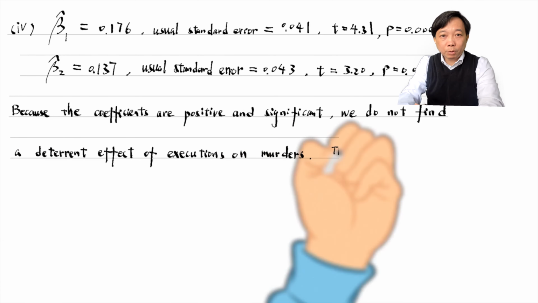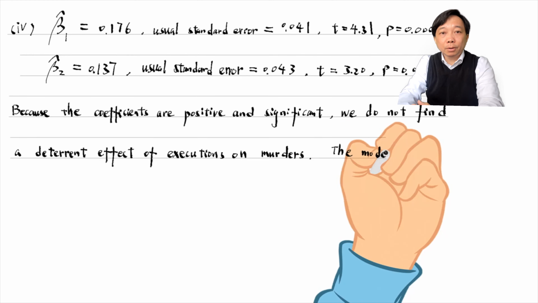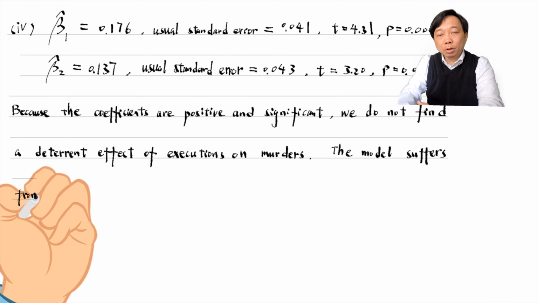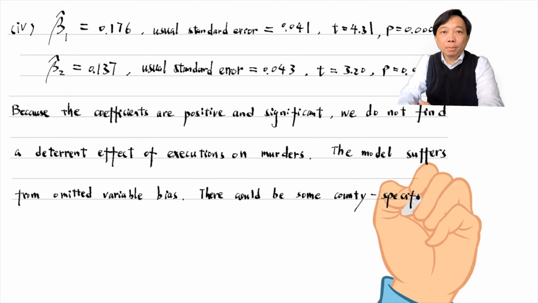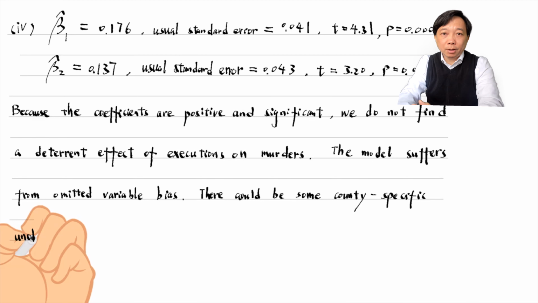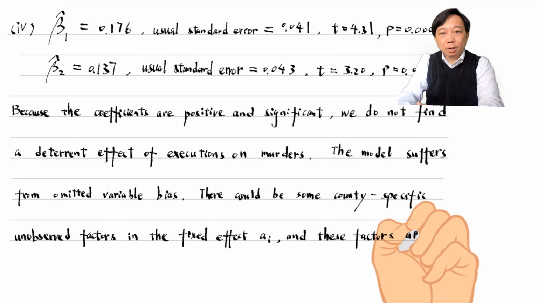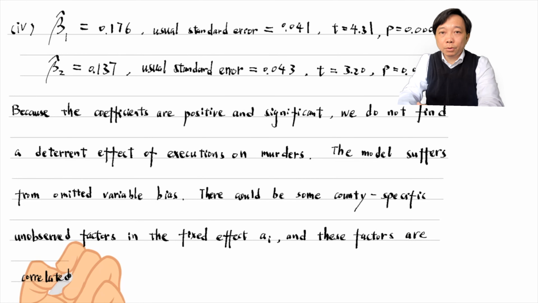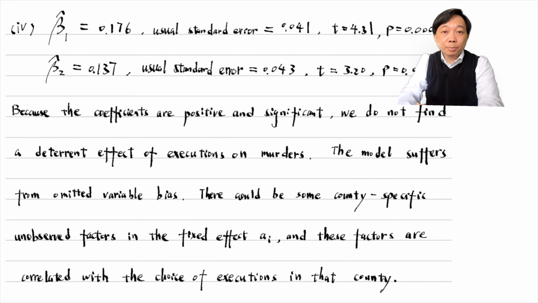We are familiar with the reason now. The model suffers from omitted variable bias. Although the model has the race, gender, and age composition as the control variables, there could be some county-specific unobserved factors in the county fixed effects a_i, and these unobserved factors are very likely correlated with the choice of execution in that county. One such unobserved factor could be the residents' attitude towards the law.